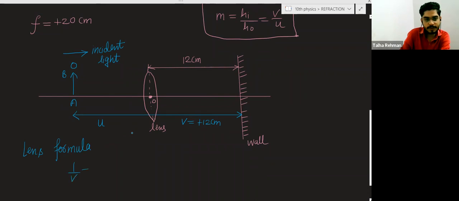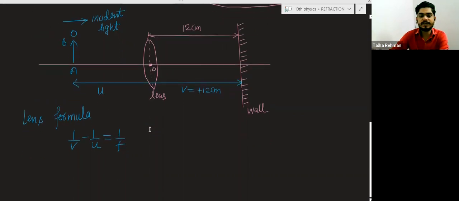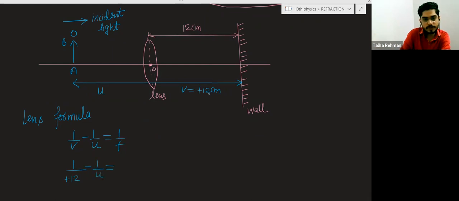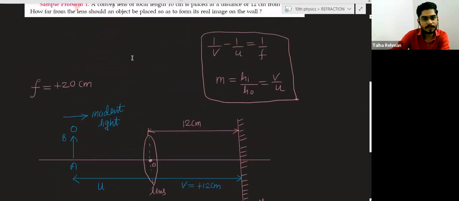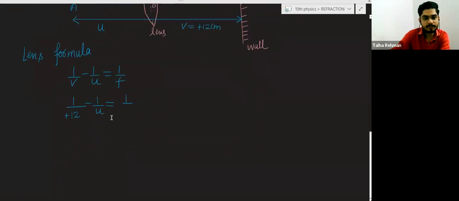1 upon v minus 1 upon u is equal to 1 upon f. And we will not take any sign for u because we do not know the value of u, it is an unknown quantity. So for an unknown quantity you will not take any sign. What is 1 upon v? 1 upon v is 1 upon 12. This is plus 12. This is minus 1 upon u, we do not know. And what is the focal length? Plus 20 centimeter you will put here.